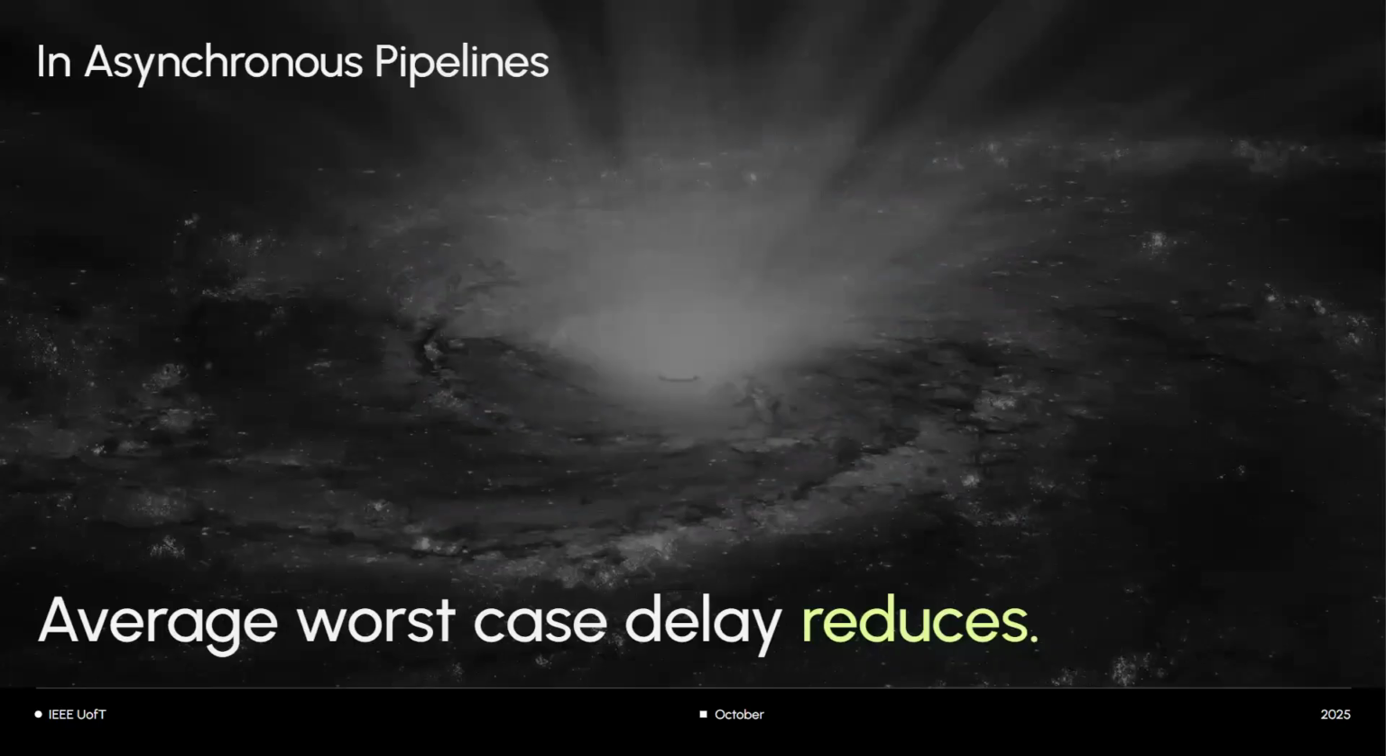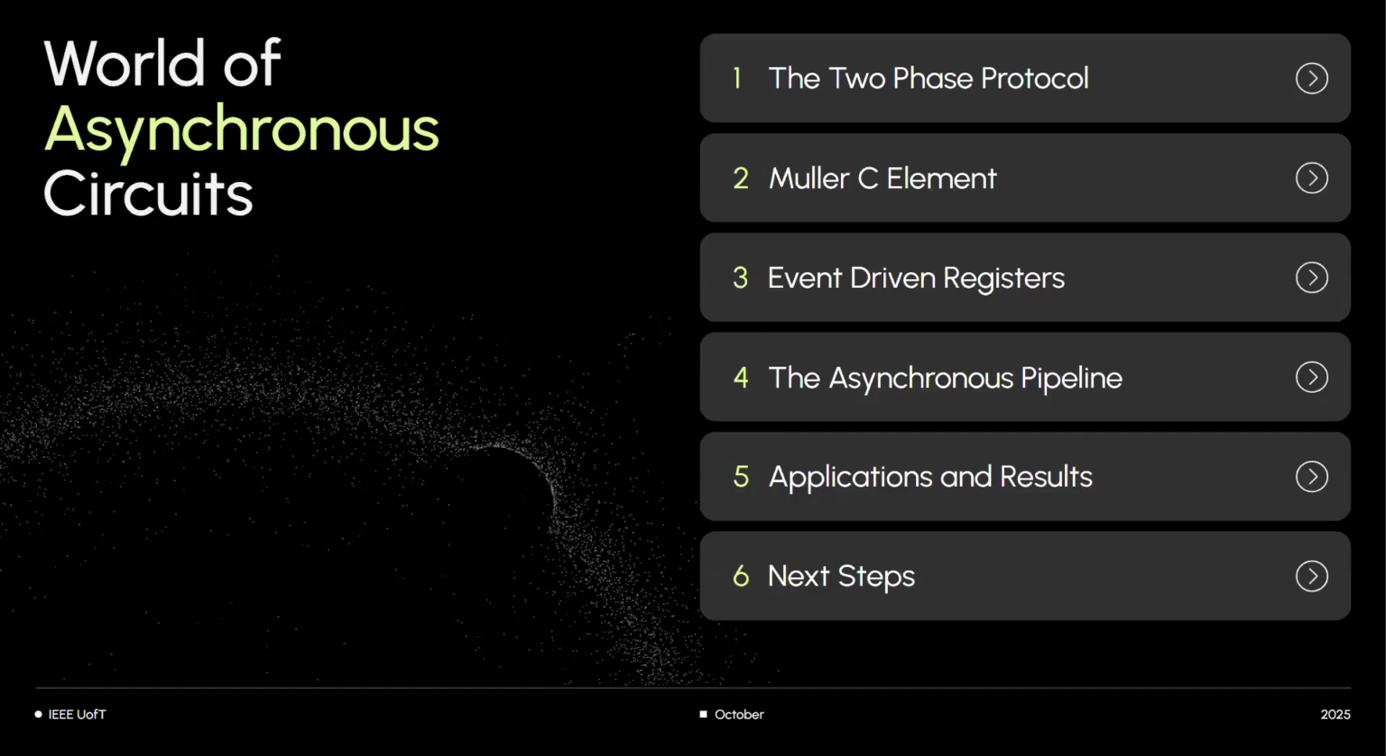So to sum it up, the average worst case delay, which is the average time it takes for one data token to move from one end to another, reduces because a lot of idle time is cut down in these asynchronous circuits. Does that make sense? And the activity was clear, right? Fantastic. So now, welcome guys to the world of asynchronous circuits.